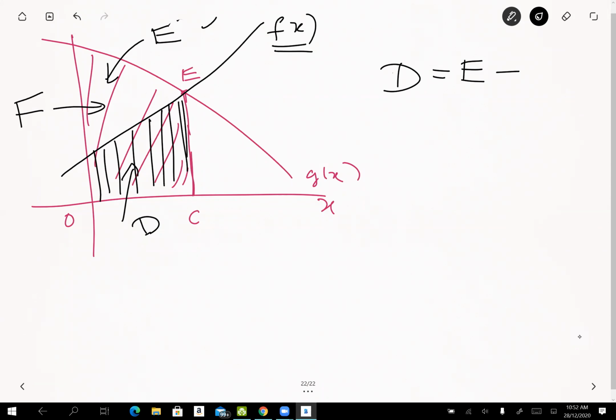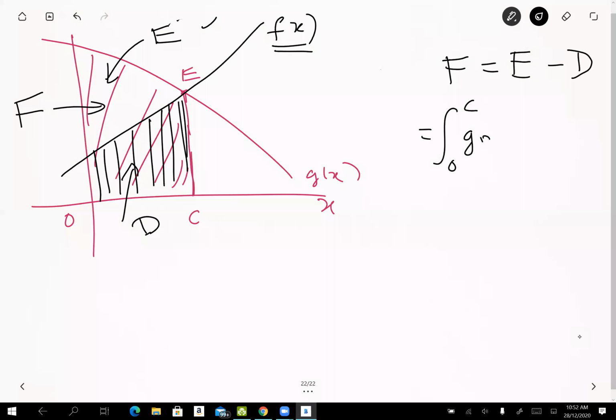So now, we don't want the area D. I want area E. We want area F actually. So the area F is equal to what? Is equal to the area E minus the area D. Okay, so the area E is area under G of X. So it is the integral from 0 to C of G of X dx minus the integral from 0 to C under F of X dx.